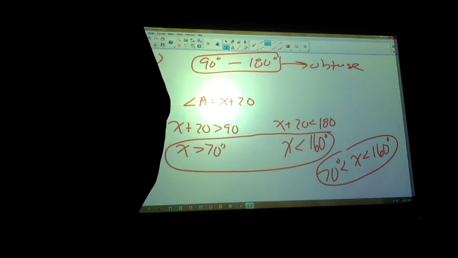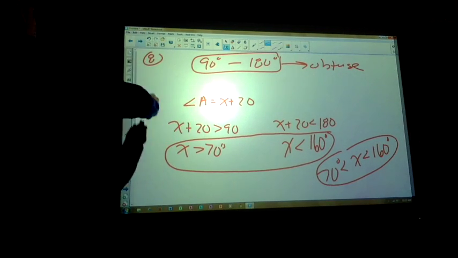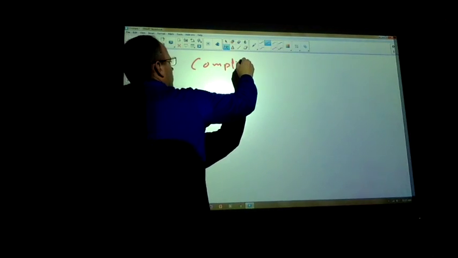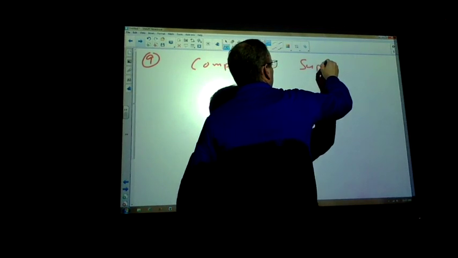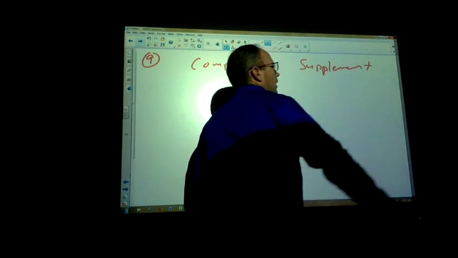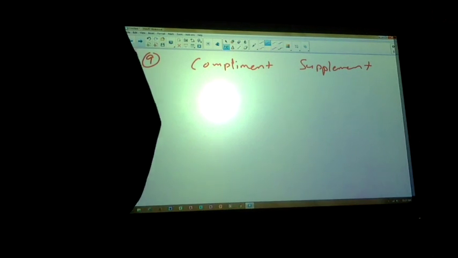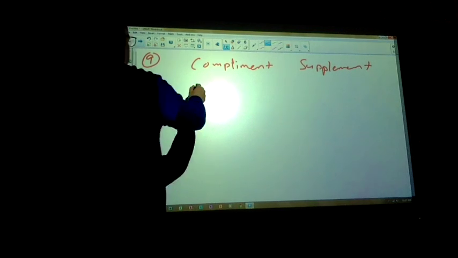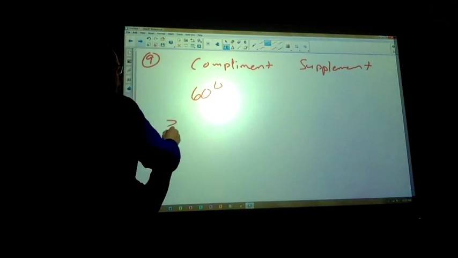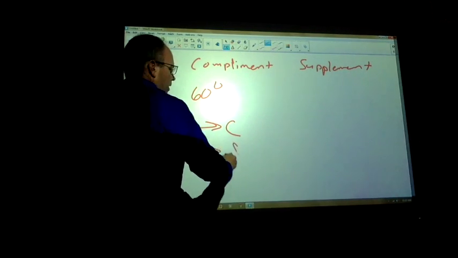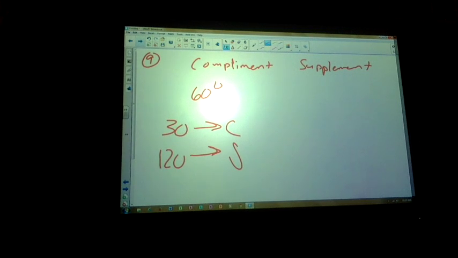All right. Find the complement or supplement of each. Complements add up to how much? 90. Supplements add up to 180. So if I have 60 degrees, 30 is the complement, right? What's the supplement? 120 is the supplement. Do I have to write them out, or are you guys okay with S and C? Is 180 minus whatever? And then I have x plus 10.